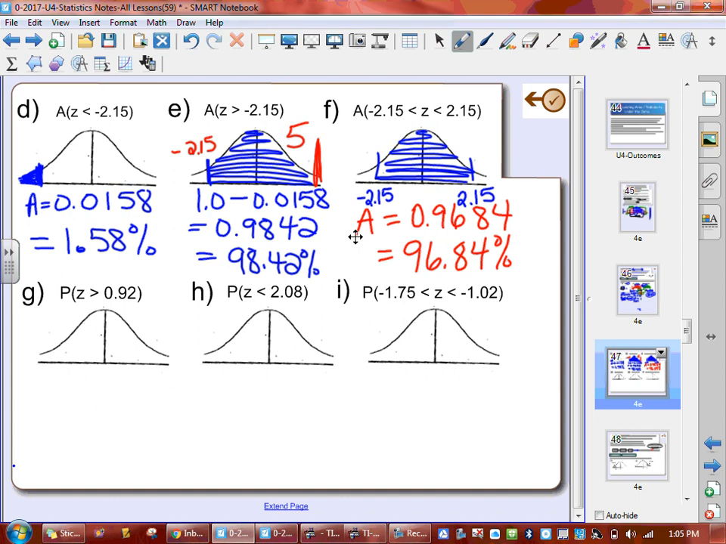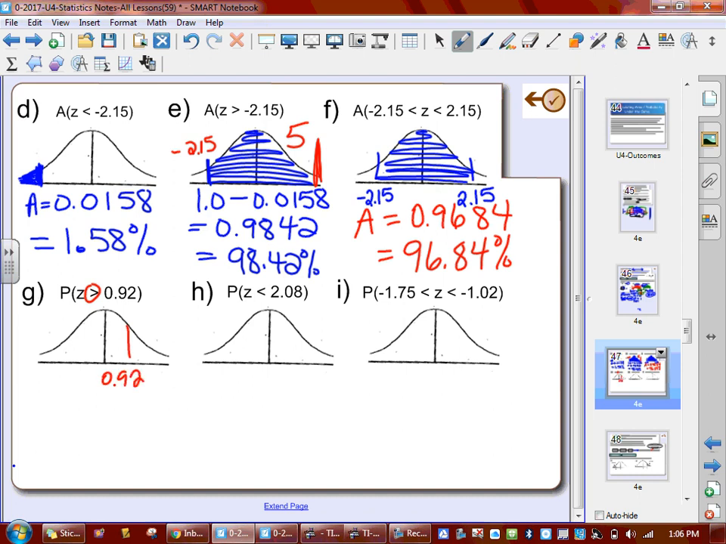Letter G. Where am I shading on letter G? To the left or to the right of positive 0.92? To the right of it. You always got to go with where this sign is pointing. It's pointing to the right. So you're going to shade to the right of 0.92. So I'm going to shade all that information right there.